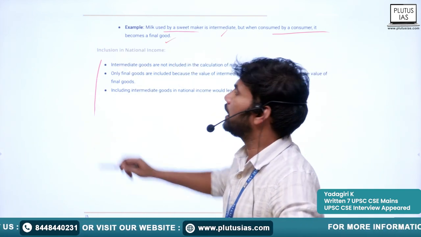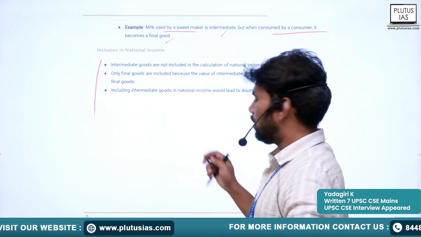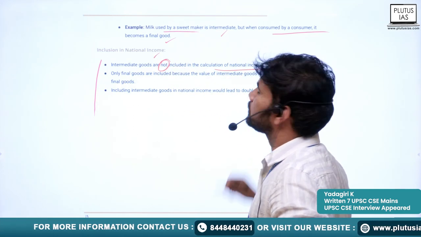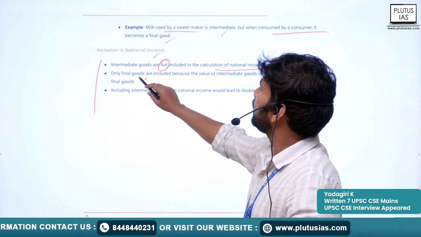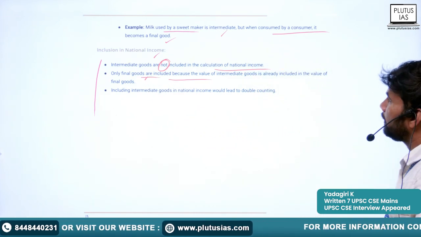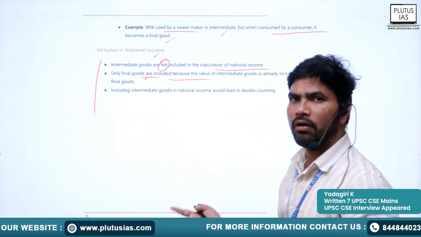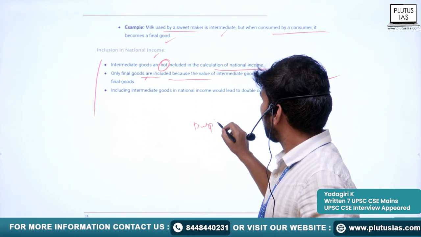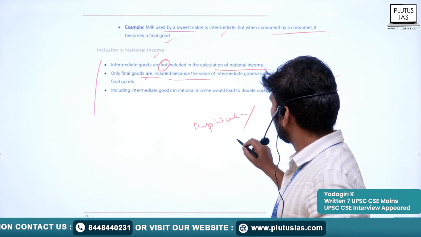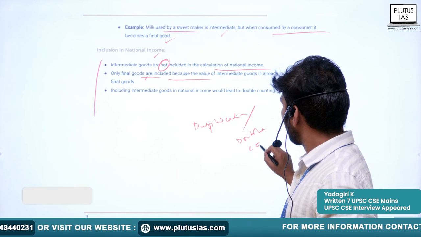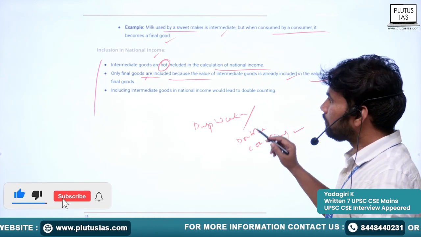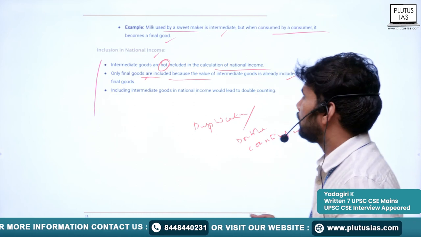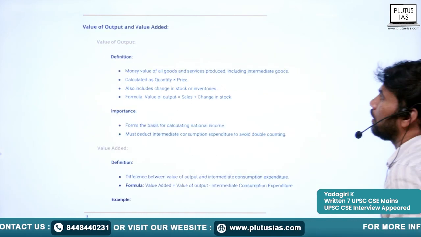Right. So if we see the inclusion and exclusion in national income, of these two goods, intermediate goods and final goods, the intermediate goods are not included in the calculation of national income. Only final goods are included, because the value of intermediate goods is already included in the value of final goods. Because of this reason, to avoid duplication or double counting, the intermediate goods are excluded from the counting of national income, right? So this is about intermediate goods and final goods.